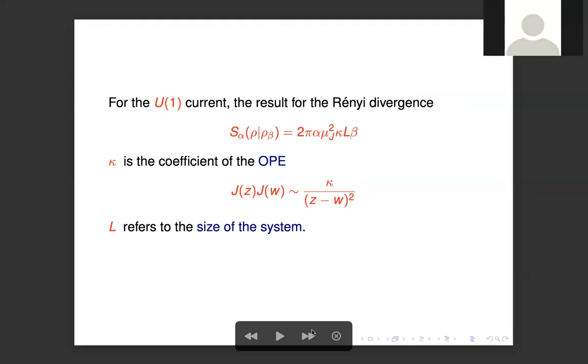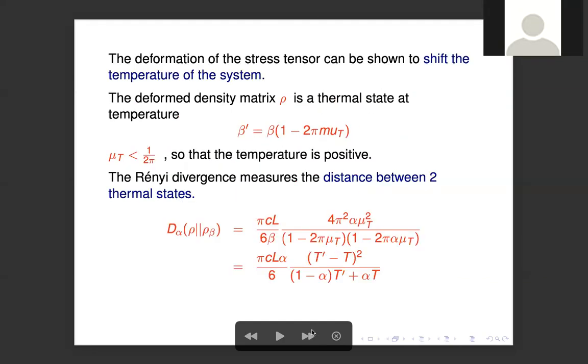I wrote this. So here it's coming L. You can see that pi c L by 6 beta is the usual free energy kind of dependence of CFTs. So L by beta, that is coming here. Extensive size L.